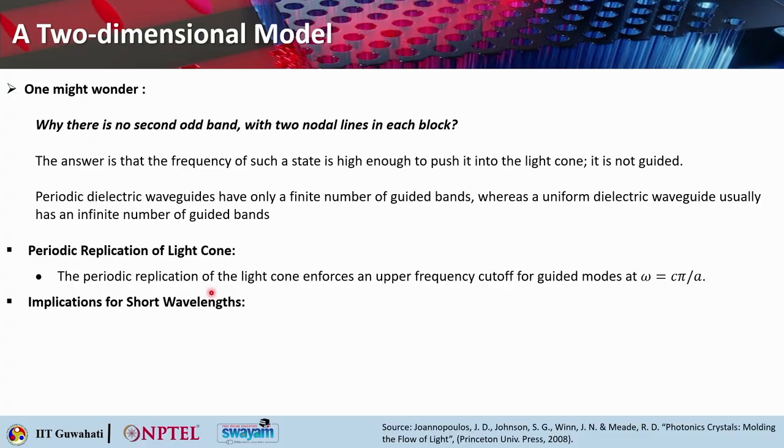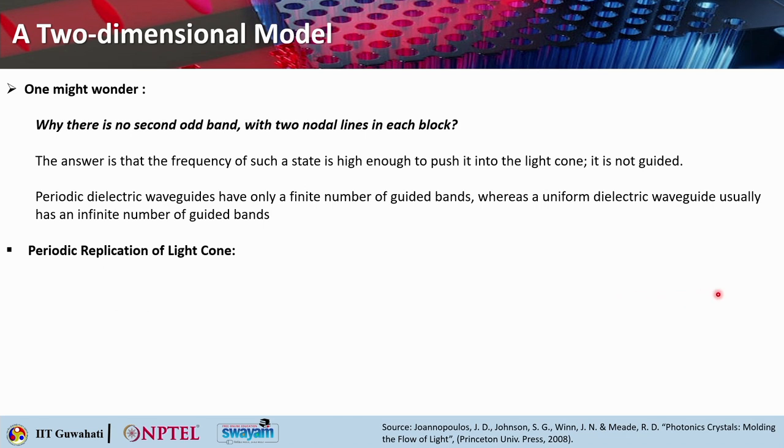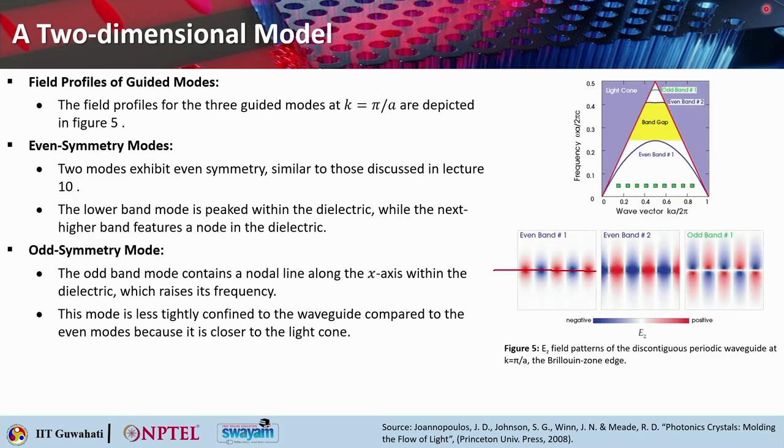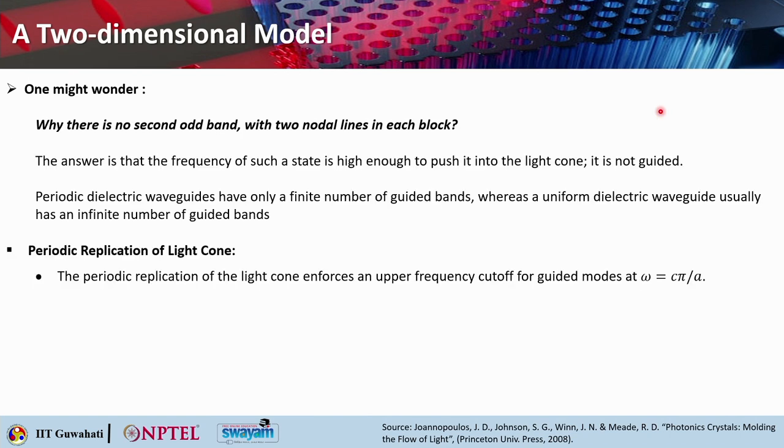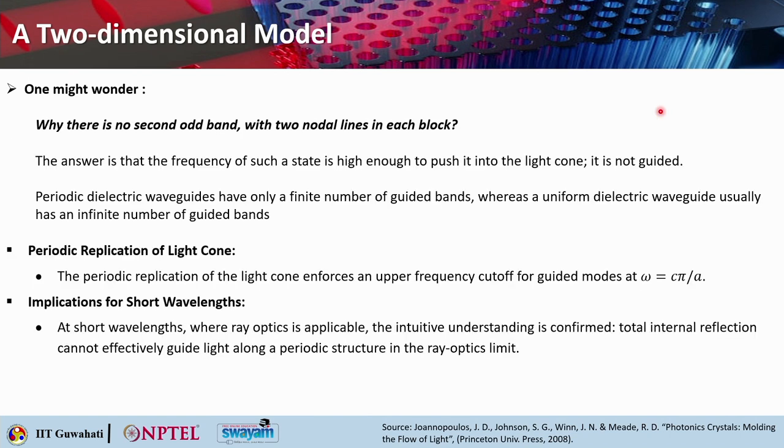Now, the periodic replication of the light cone in the case of a periodic dielectric waveguide also enforces an upper frequency cutoff for the guided mode, which is basically omega equals c pi by a. So you can see that no band can actually have a higher frequency than this, right? So that way it is also putting a higher cutoff.